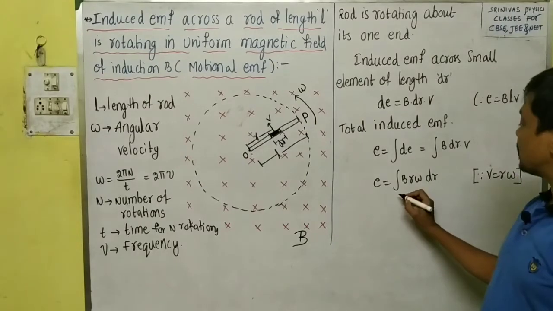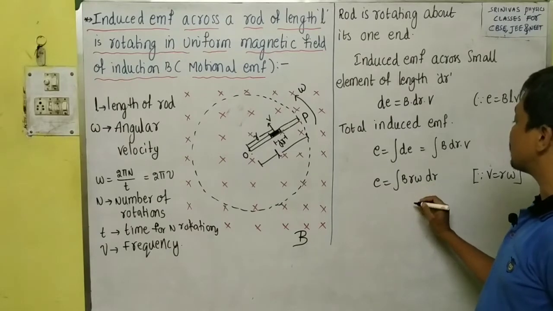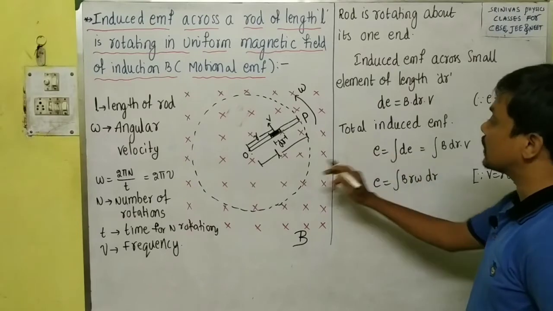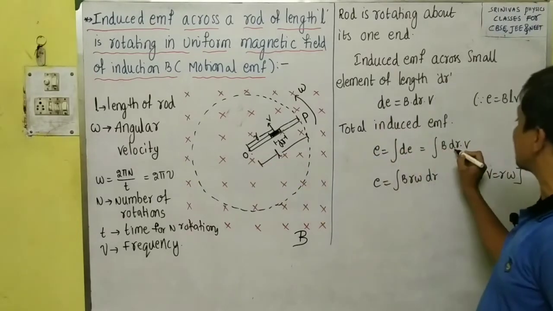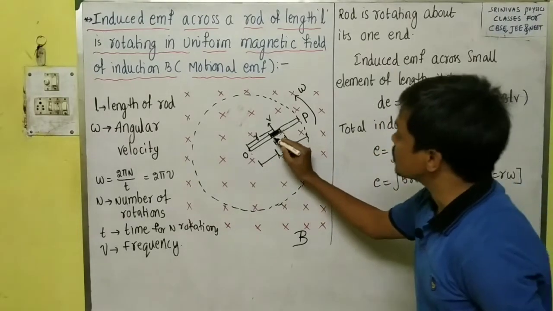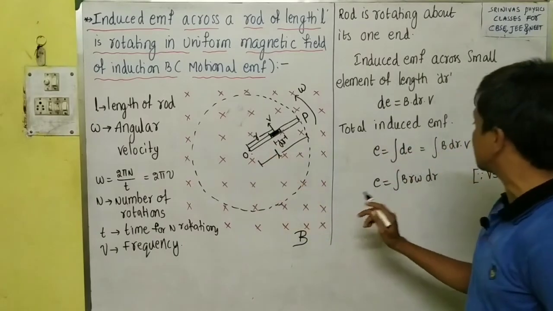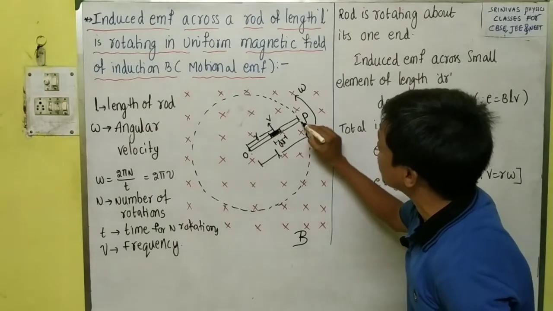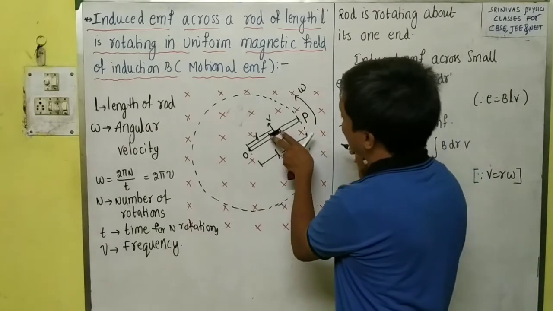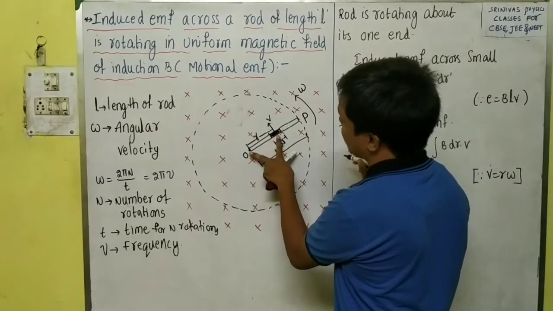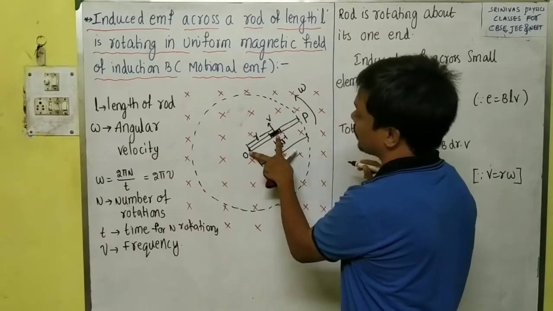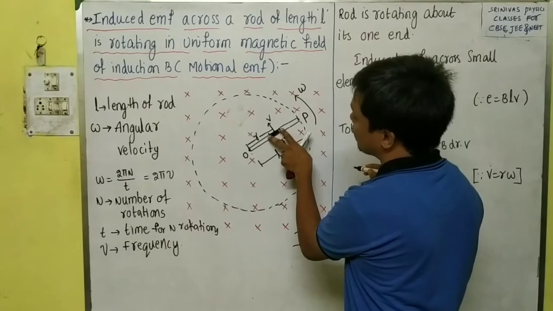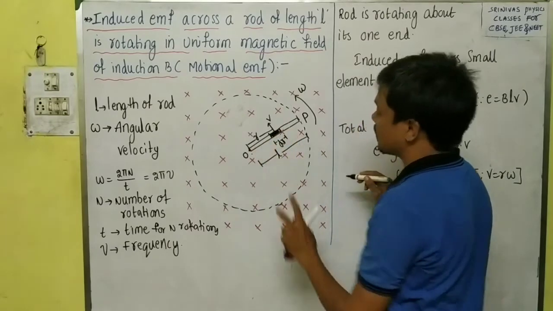Then we have to write the limit set here, from where to where we are integrating. We are integrating the minimum length; dr is a small length, and r is its distance, r is the radius. The r value, the minimum value is 0, and the maximum, r is what? Small element length from center, right? That is r. The small element length is dr. This is the small element, and this small element's distance is r.